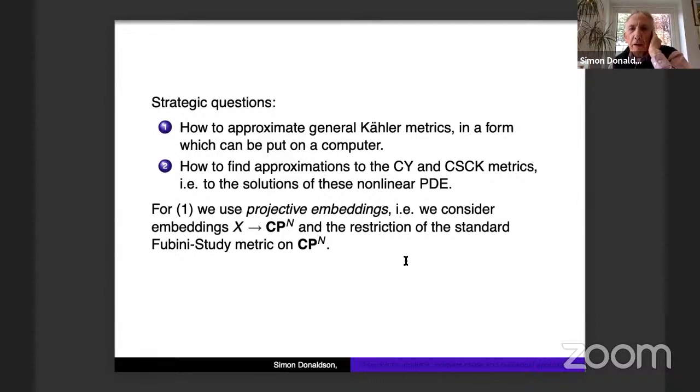One is, how can we approximate Kahler metrics in a way that we can feed them into a computer? Another is, if we have such a method, how do we find the approximations which give good approximations to the metrics we're interested in? So, otherwise, it's a particular case of the usual problem of finding a numerical approximation to a solution of a PDE.